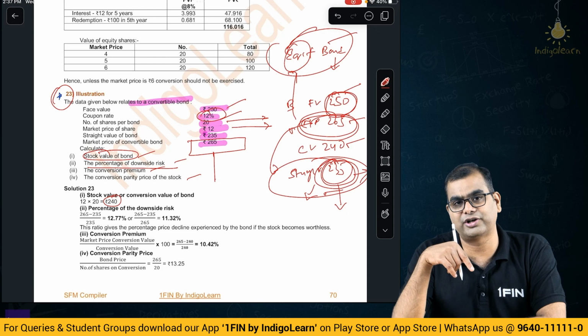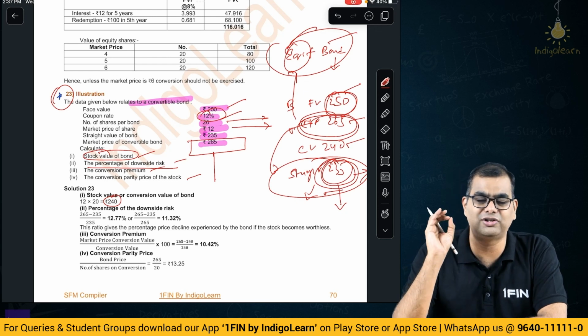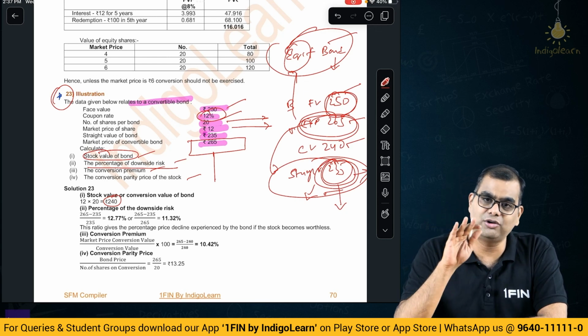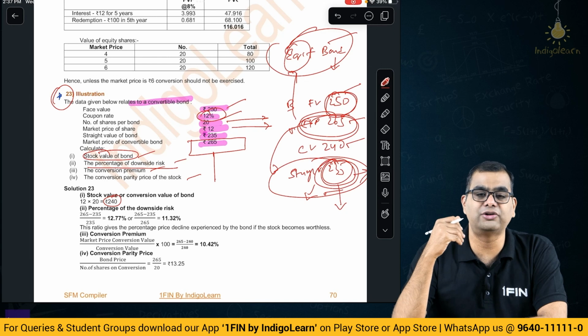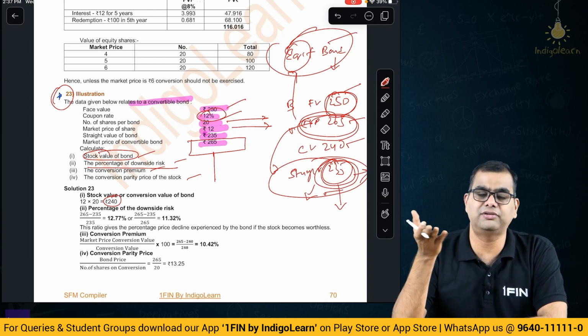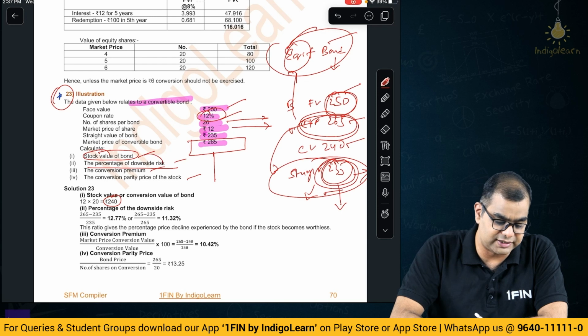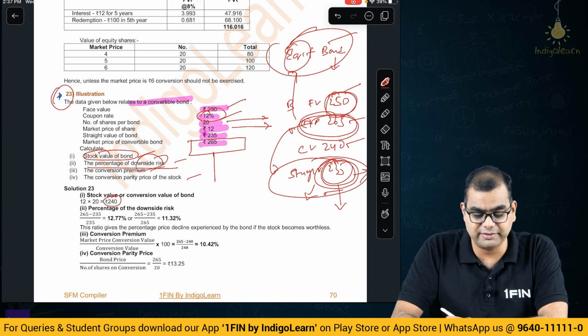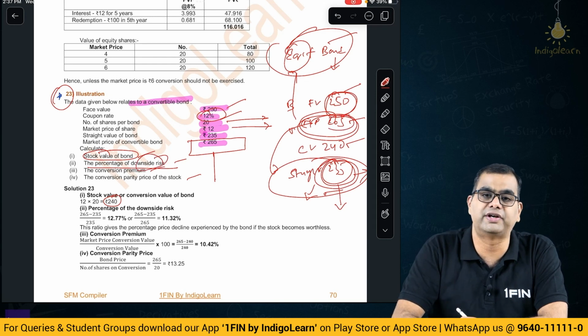Now, there is also one more argument. If the company goes bust, the lowest value that you will get is 0. But we are looking at it here on a going concern basis. We are not looking at a scenario where we are thinking that the company is going to go bust. If that is the case, then the value of the bond is 0. But here the downside risk is purely on a going concern basis. The price can fall down from 265 to 235.